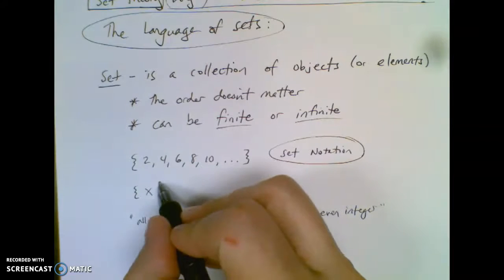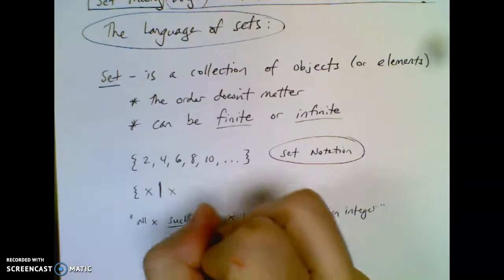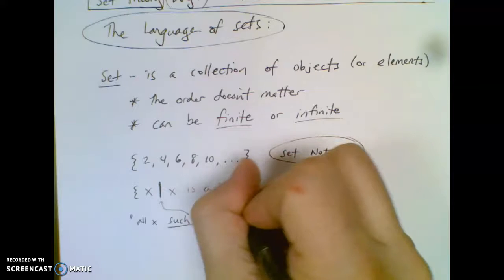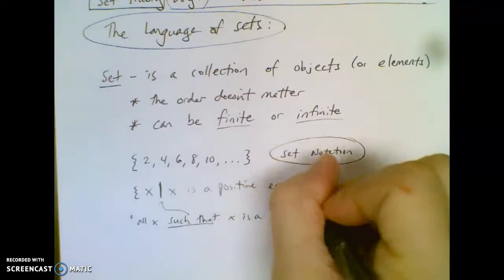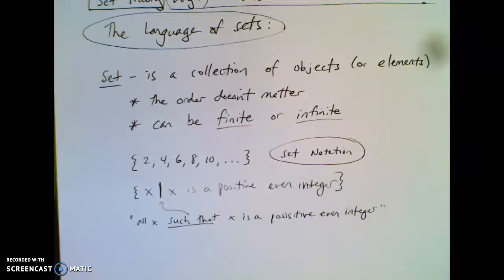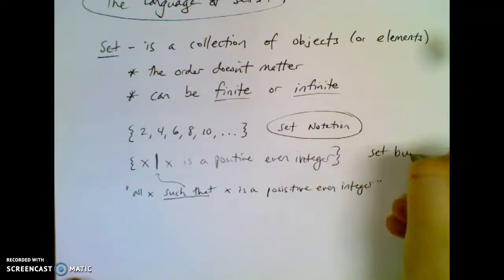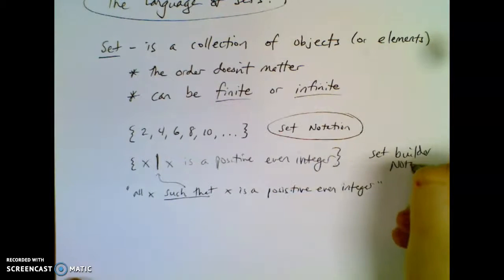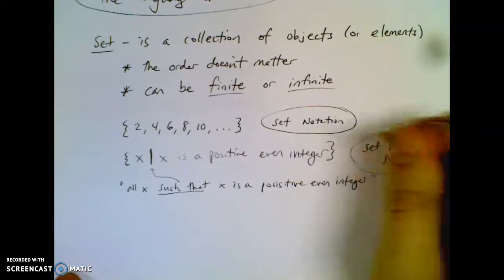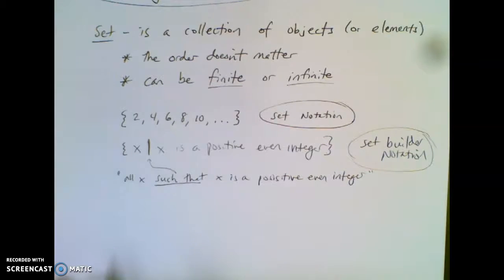You have a vertical line, which is called a pipe. All x such that, this means such that, x is a positive even integer. And then end your curly braces. So these two are two different ways. This is called set builder notation, because it basically gives someone the blueprint or the directions on how to build that same set. So as long as I write down numbers that are positive even integers, I'll have the same set.